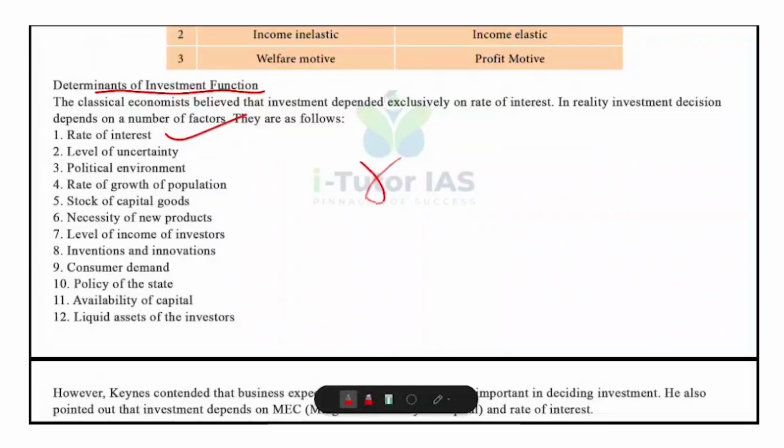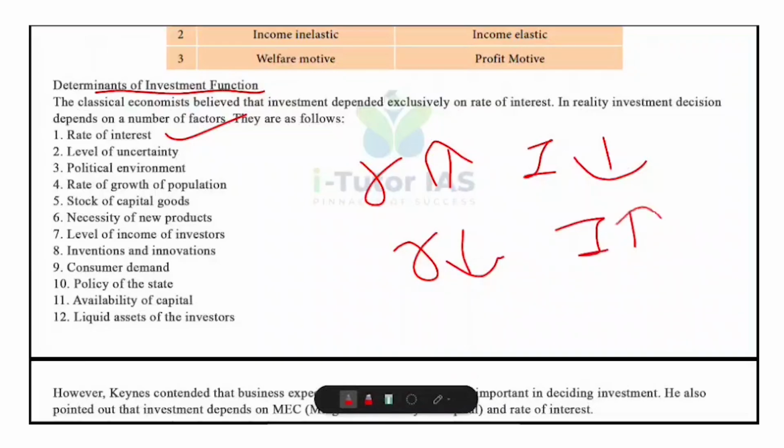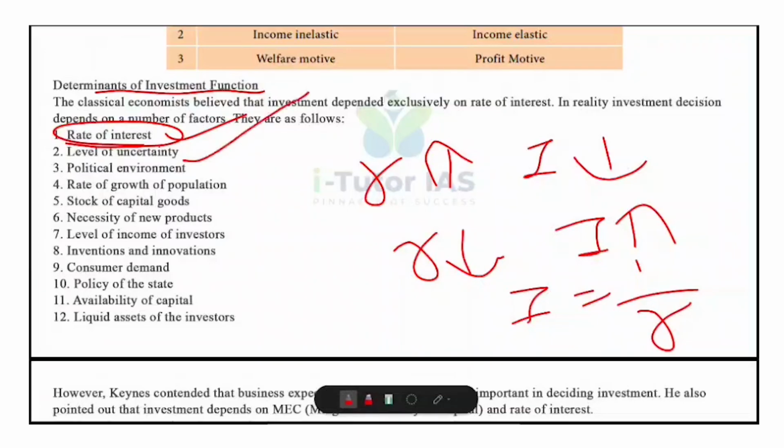When the rate of interest is high, borrowing becomes costly, so investment falls. So when the rate of interest is low, what happens? Firms find it cheaper to borrow and therefore investment increases. Thus, there is an inverse relationship between interest rate and investment, that is I = 1/R. So that's about rate of interest. Then level of uncertainty. What does that mean?